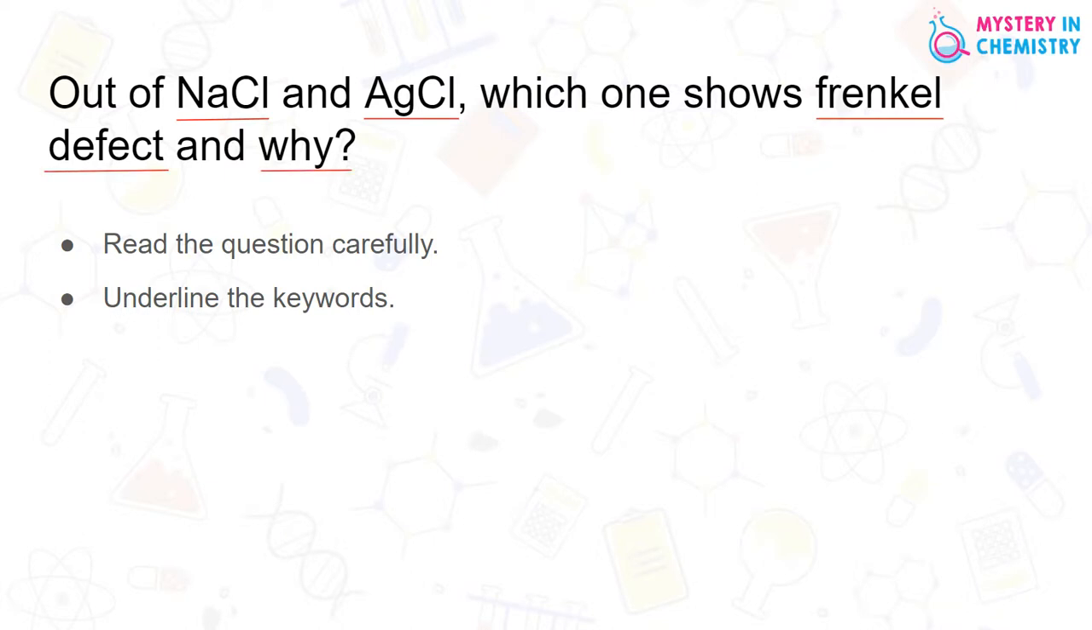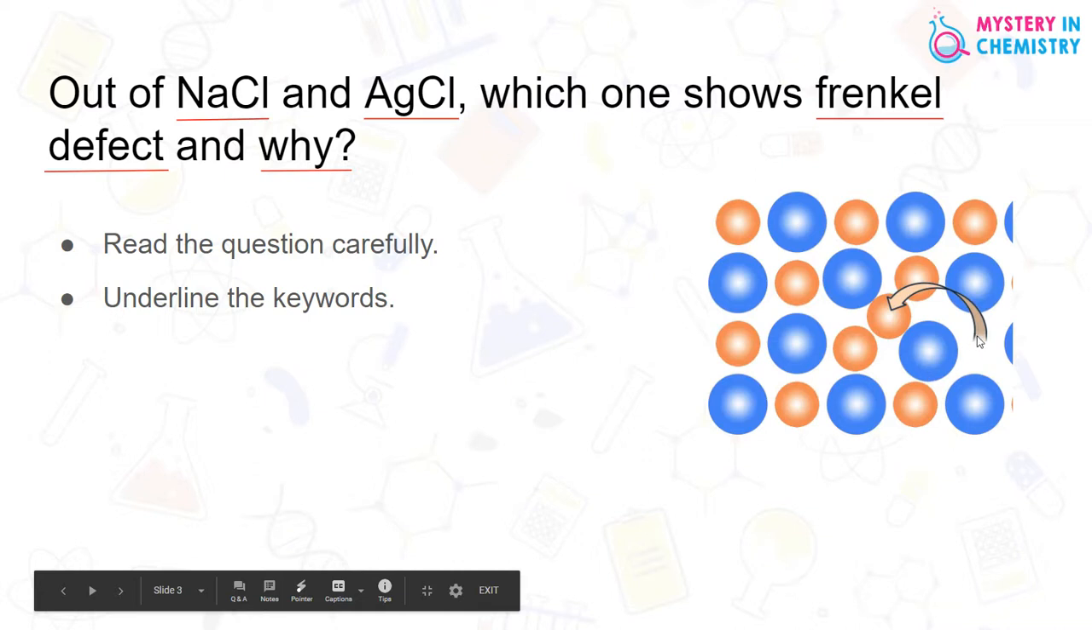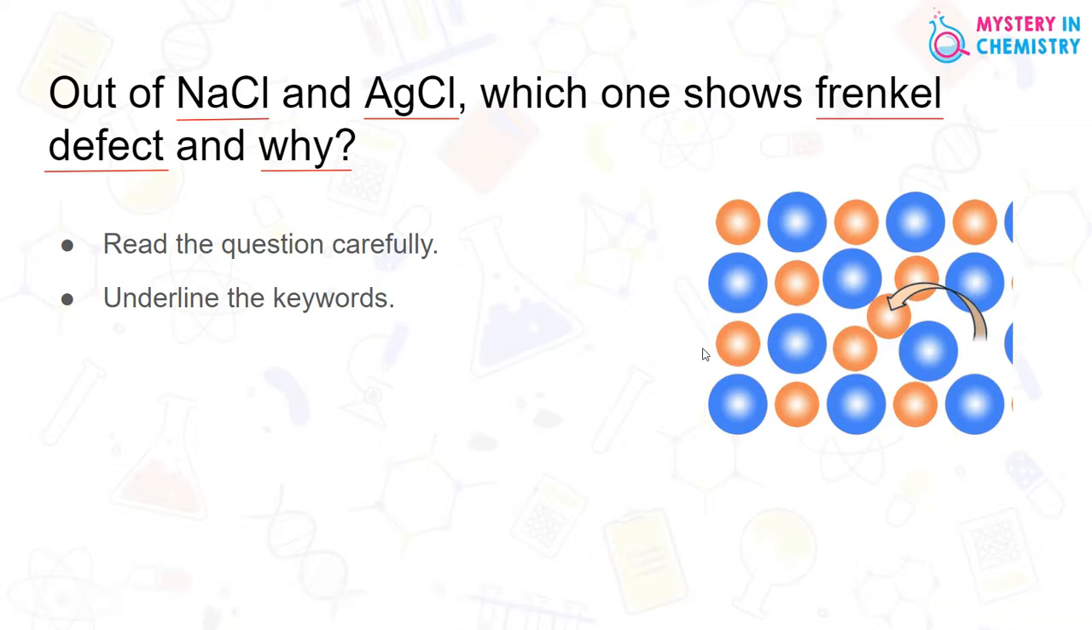With the Frenkel defect, you may immediately recall, oh, it is displacement of a cation from its original site to the interstitial site. Come back to the question. Notice the comparison: out of sodium chloride and AgCl. Here, AgCl is the correct answer.